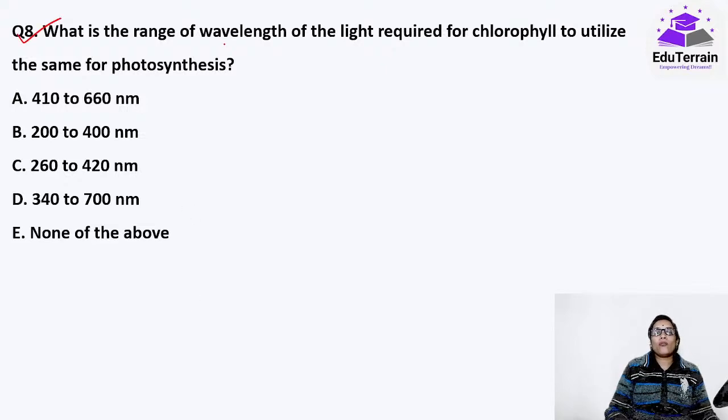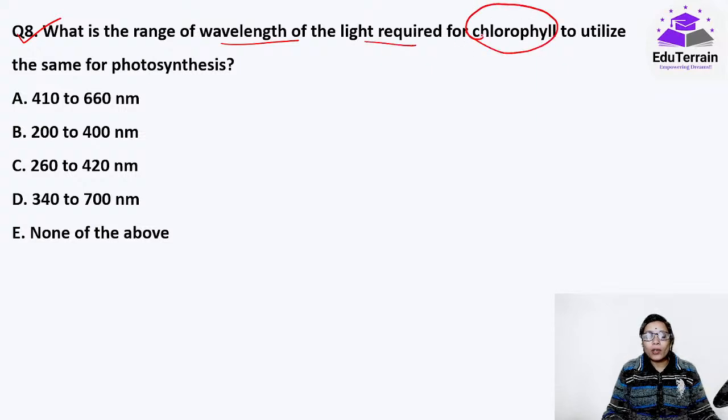Now, moving on to our next question. What is the range of wavelength of the light required for chlorophyll for photosynthesis? The name itself suggests photo plus synthesis. How we cook our food, similarly plants also cook their own food. Now what are the ingredients for that? That would be carbon dioxide plus water. Okay.